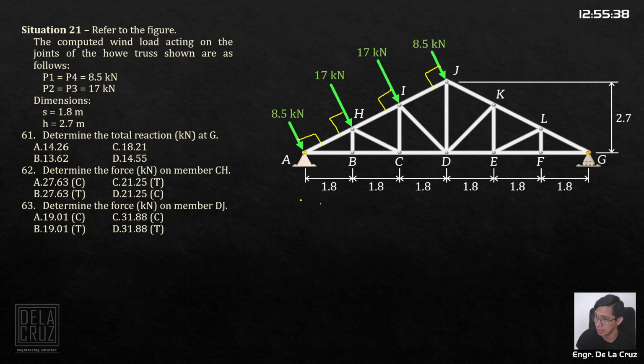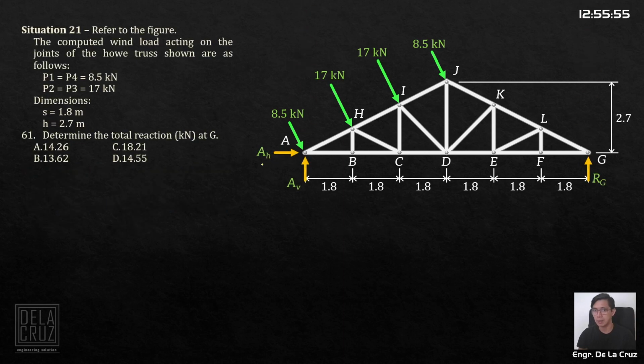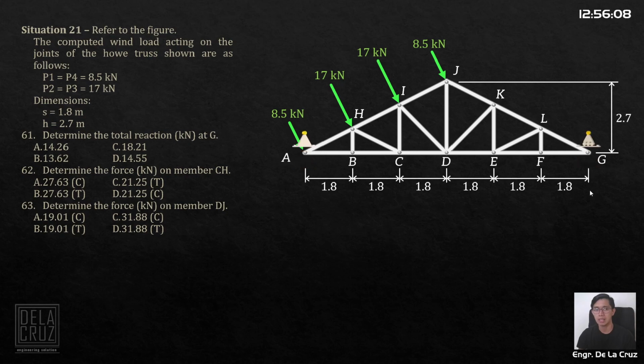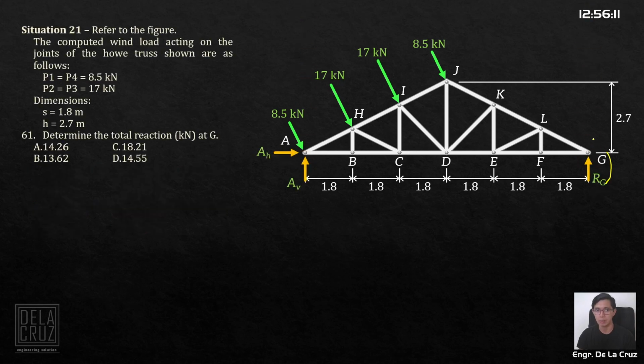Yan talaga yung analysis. Okay, kunan muna natin yung free body diagram for the whole structure. Tanggalin natin yung ating support. So, this is pin support. Ito naman is a roller support. So, ito yung ating free body diagram. Dalawa sa pin support, horizontal and vertical. So, yung total reaction dyan is by using Pythagorean theorem. Dito naman sa G, since yung ating support is roller, automatic, yan na yung ating total reaction, R sub G. So, determine the total reaction at G, kilonewtons.